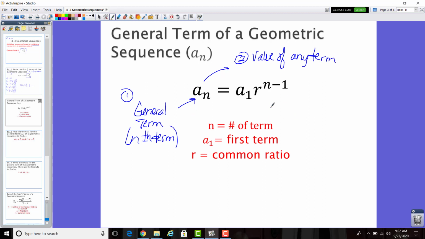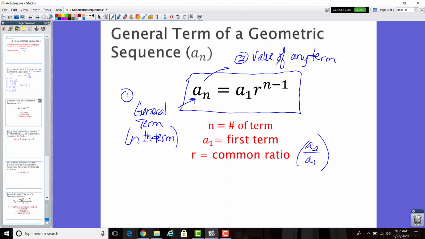Just like in the a sub n formula for arithmetic sequences, n is the number of the term you're finding the value of. So if it's the nth term, n stays n. If it's the 10th term, n becomes 10. A sub 1 is the value of the first term, and again, r is your common ratio, which remember is a sub 2 divided by a sub 1. So this is our first a sub n formula, or our first formula for geometric sequences. A sub n represents the general term of the nth term. It can also be used to find the value of any term in a geometric sequence.